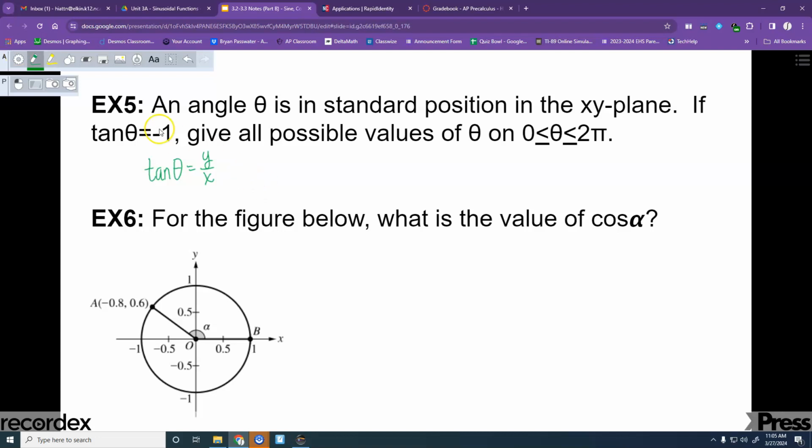How are we going to get a negative 1 when we do y over x? What type of numbers would we have to have? One of them's got to be negative, one of them's got to be positive. And they have to have the same magnitude, right? Like you can have a negative 3 over a positive 3, or a negative 5 over a positive 5. But they have to have the same absolute value, right? So, because the radius doesn't matter, we can think of the unit circle. On the unit circle, where do we have the values the same except one is positive, one is negative?